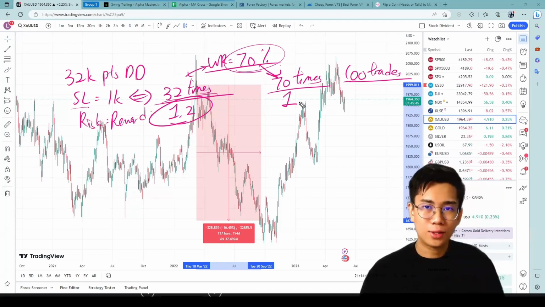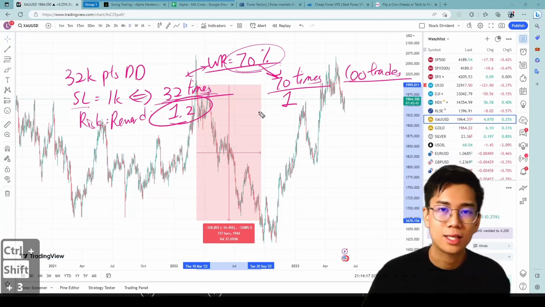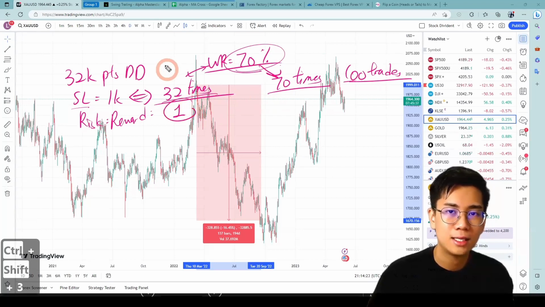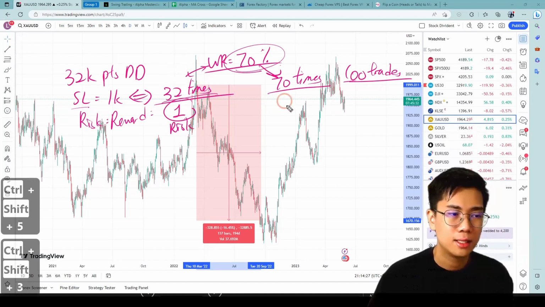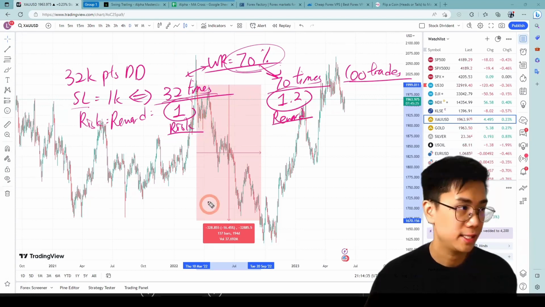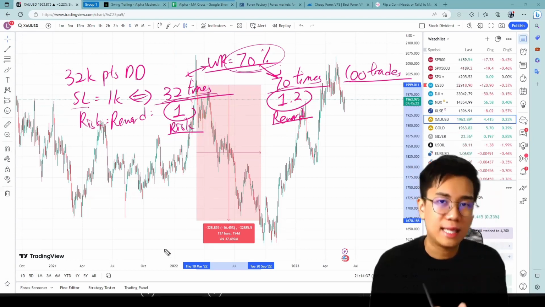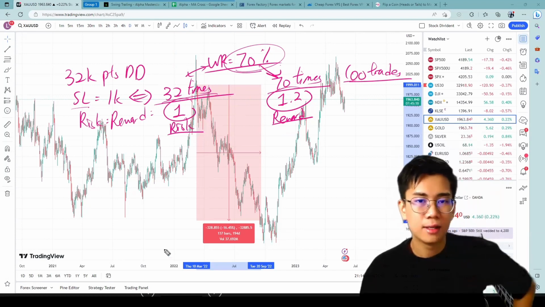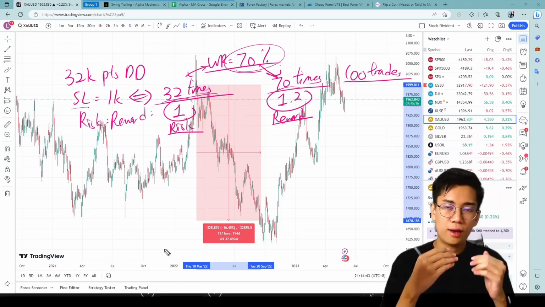When they are risking $1, they are profiting $1.2 only. That is the market average already. So if you can profit slightly higher than the average, congratulations, you are better right now. Because you have to think of it this way.